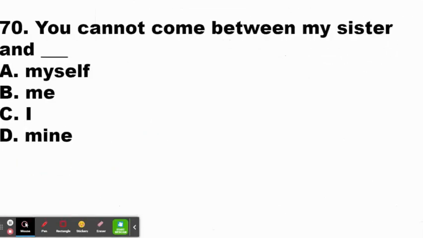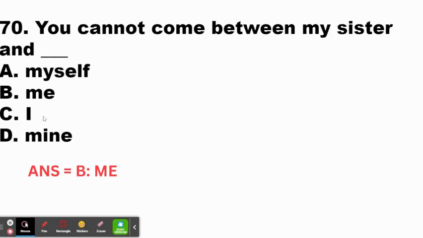Question number 70. You cannot come between my sister and dash. A, myself. B, me. C, I. D, mine. Now, the correct option is B, me. Some people would jump into choosing C just because you often say, my sister and I. But you need to understand that here, what is required is the objective form, not the subjective form.